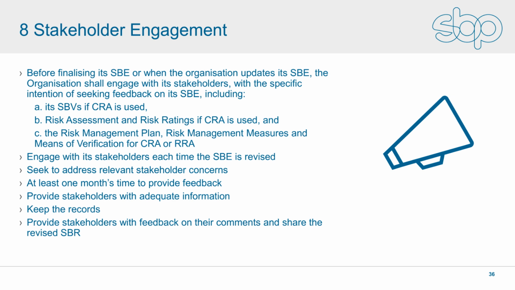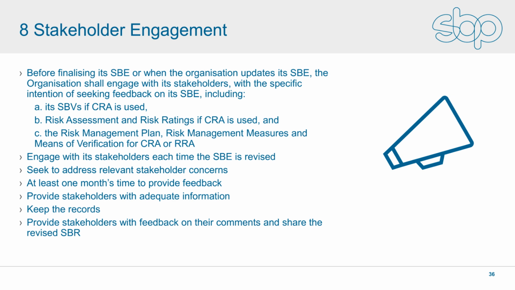Here is the important change in version 2.1, and I want to be precise about it. The scope of what must be consulted on is now conditional on which risk assessment route the organization is using. Supply-based verifiers and the risk assessment with its risk ratings are consulted on only if the organization is using a company risk assessment. Where an SBP regional risk assessment is in use, those elements are provided by SBP, and no stakeholder consultation on them is required from the biomass producer.